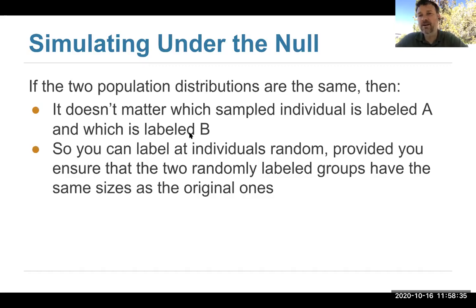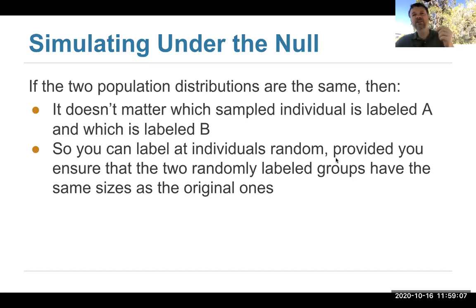Now, to simulate under the null hypothesis, if the distributions of the two populations are the same, then for any individual, it doesn't matter which population they came from. The distribution of their score or their baby's birth weight will be the same regardless of which population they came from, if the null is true. So if the null is true, the label, group A or group B, doesn't matter. It doesn't affect the distribution.